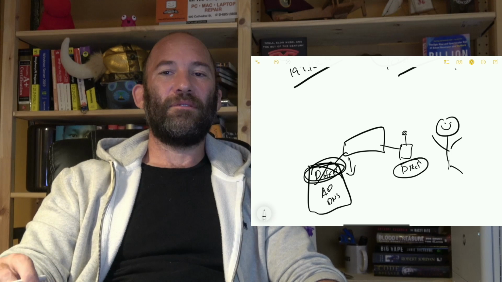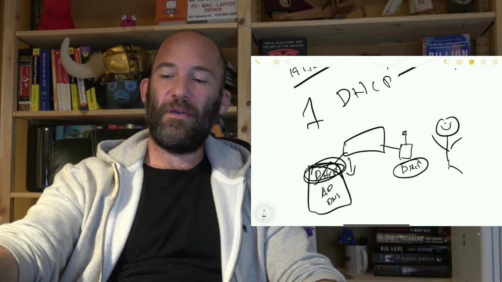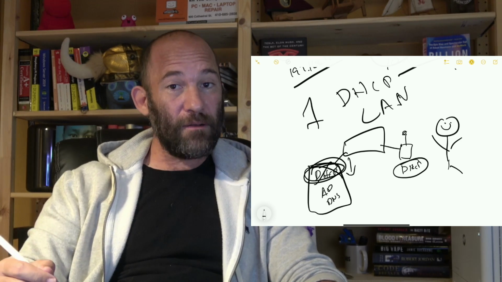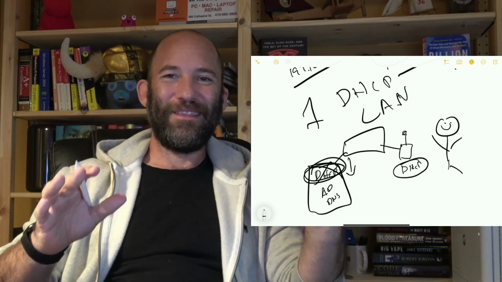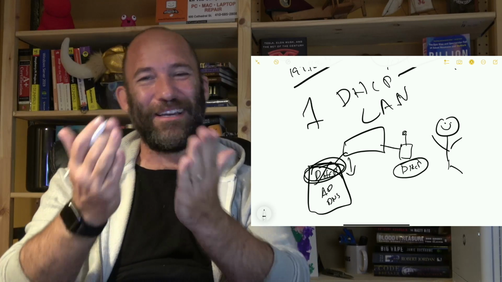So a big thing to understand here is that you will only have one DHCP server per LAN. Now, again, if you're dealing with the Microsoft world, if you're dealing with the enterprise world, there's always like one of these, this is how it is, except in the few times that it isn't.